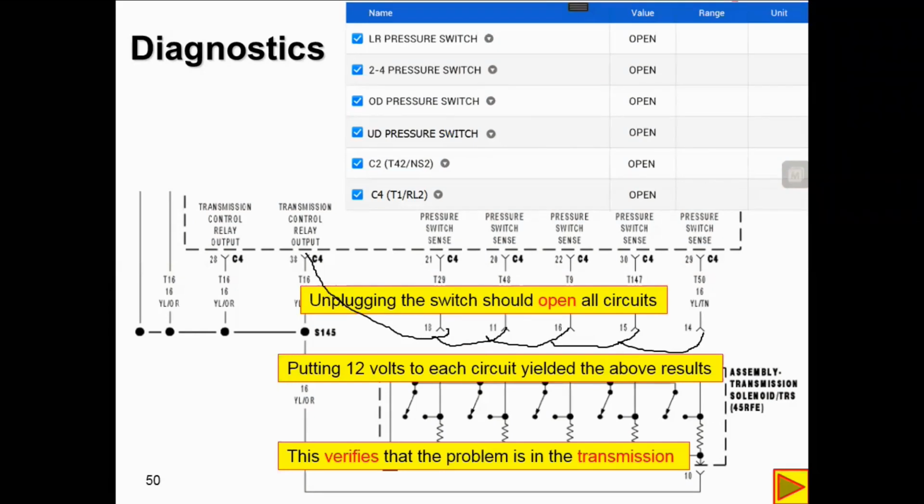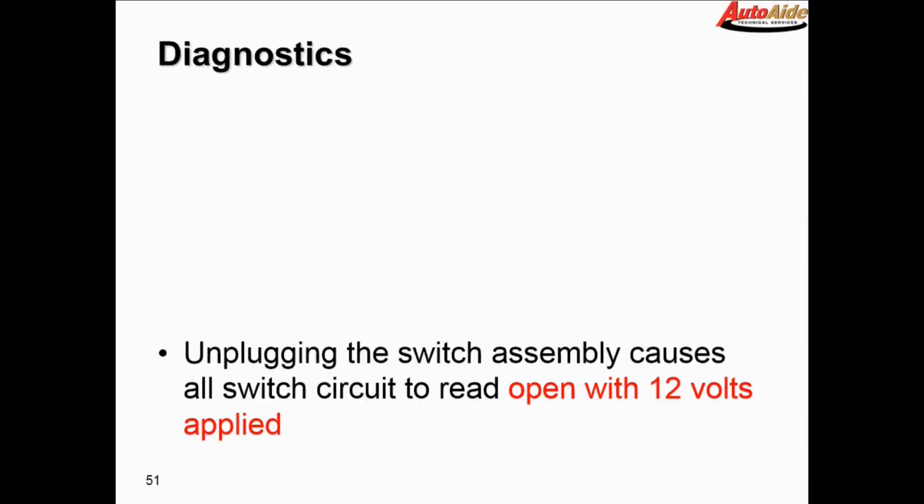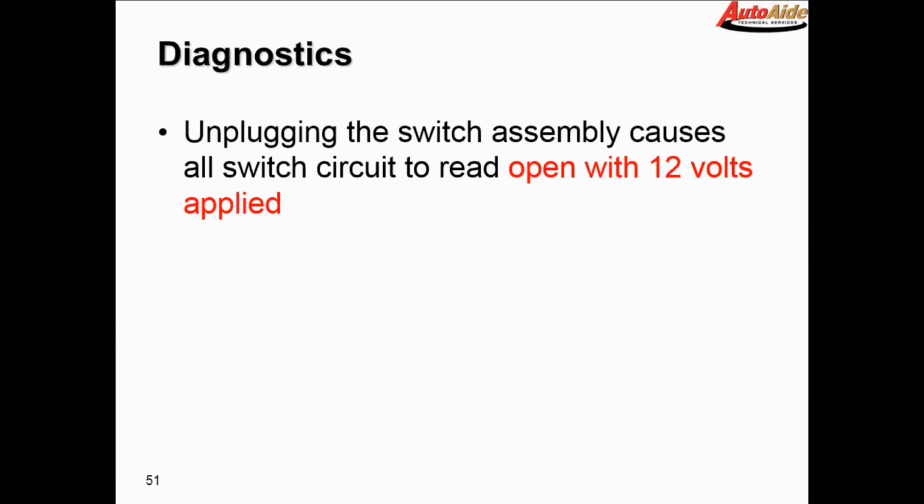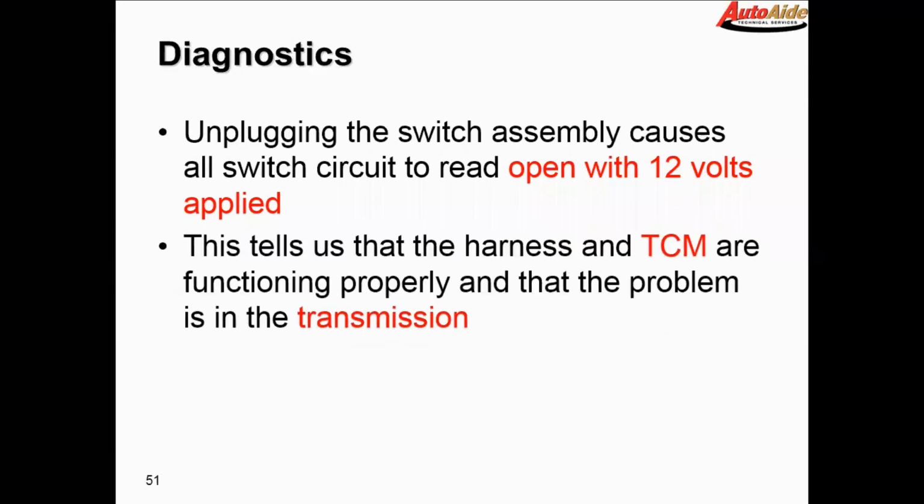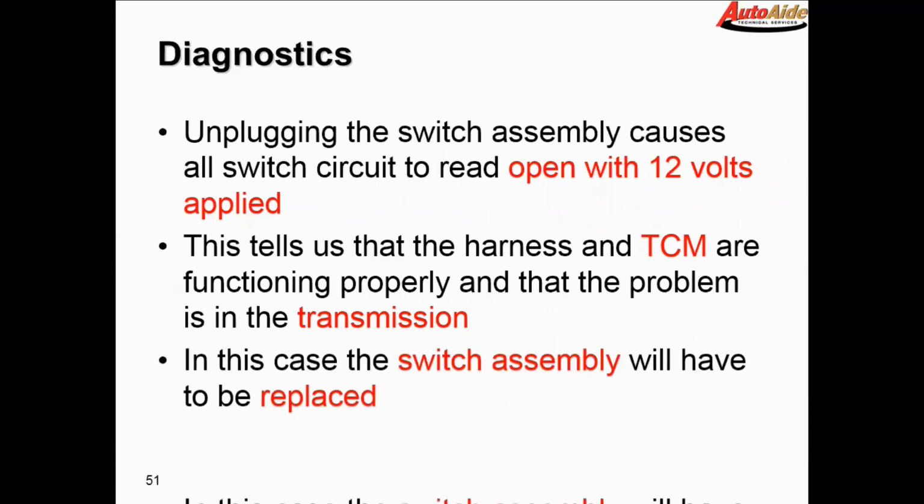And I think, if I remember correctly, the solenoid pack was part of the transmission or was inside the transmission. But anyway, you kind of get the idea of how we went about that. Unplugging the switch causes all switches to read open with 12 volts applied. This tells us that the harness and the TCM are functioning properly and that the problem is in the transmission, in this case, the switch assembly, which will have to be replaced. So pretty straightforward.